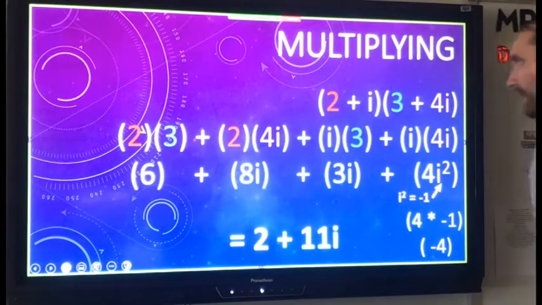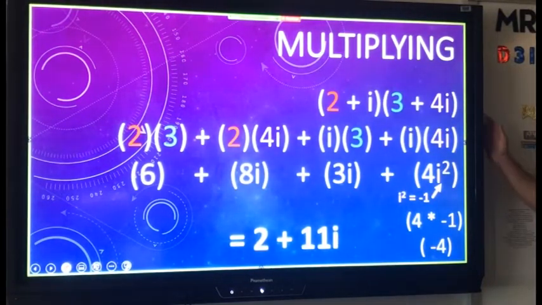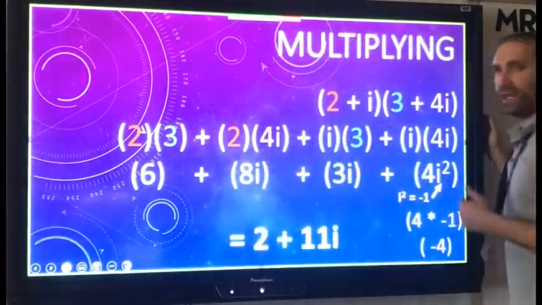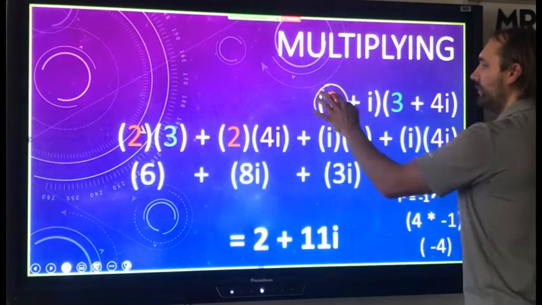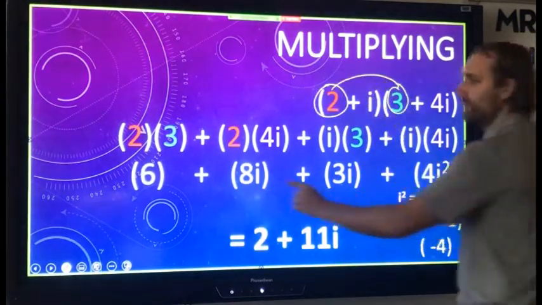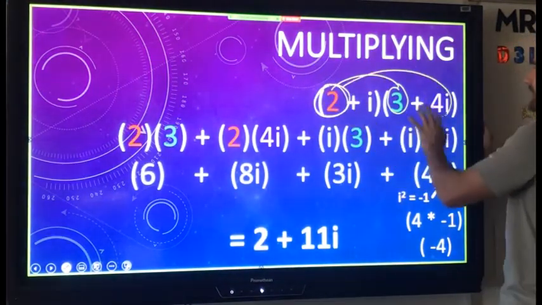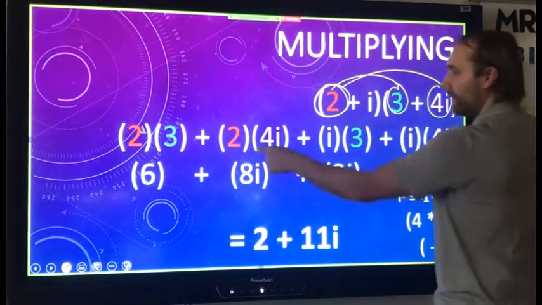Okay. Now we know i squared equals -1, let's multiply, because it will show up. We multiply just like we normally do. You can treat i like a variable. So let me take 2 and multiply by 3. 2 times 3 is 6. Let me take 2 and multiply by 4i. 2 times 4 is 8i.